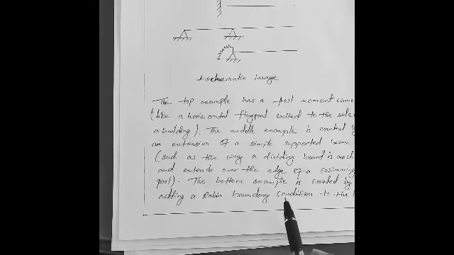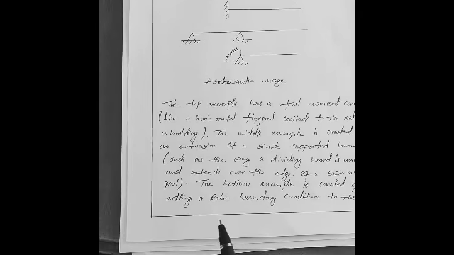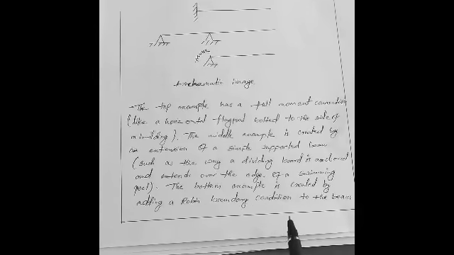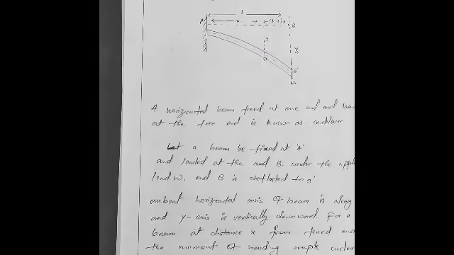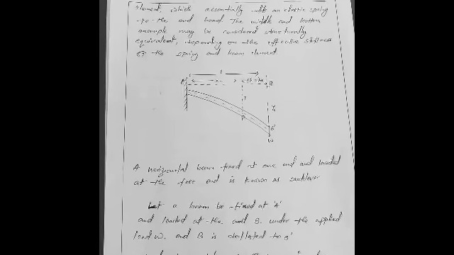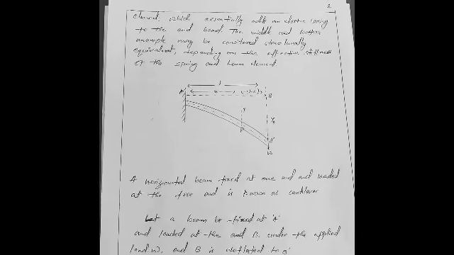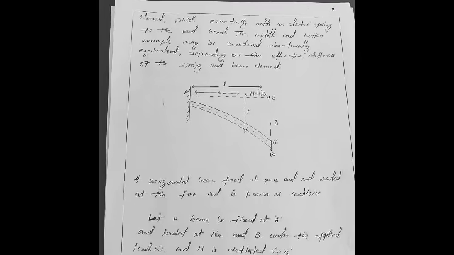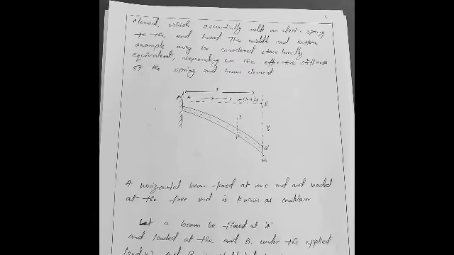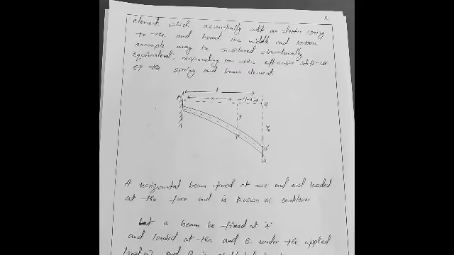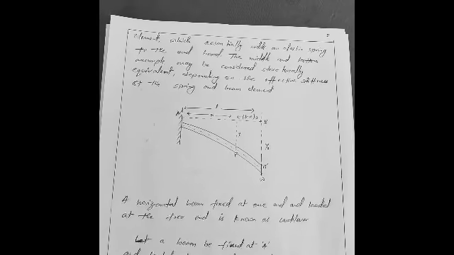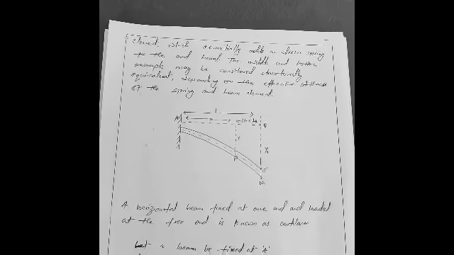The bottom example is created by adding a Robin boundary condition to the beam element, which essentially adds an elastic spring to the end. The middle and bottom examples may be considered structurally equivalent, depending on the effective stiffness of the spring and beam element.